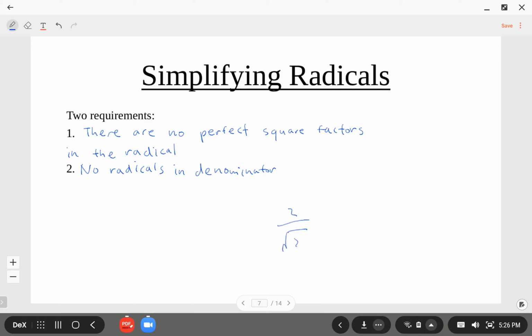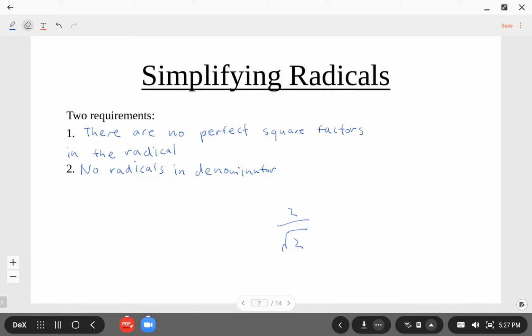What do we have here? No radicals in the denominator. Something with a square root is a radical, so no, you can't have that. It's in the denominator, and that is not simplified enough.